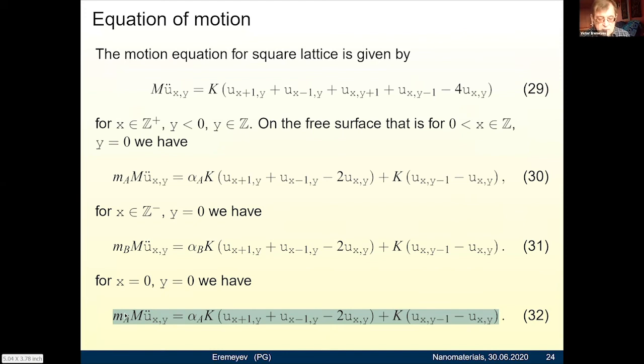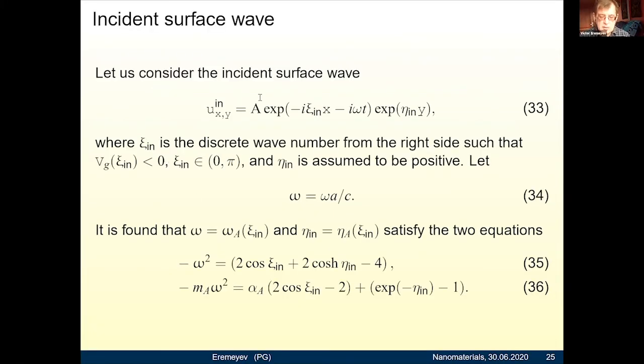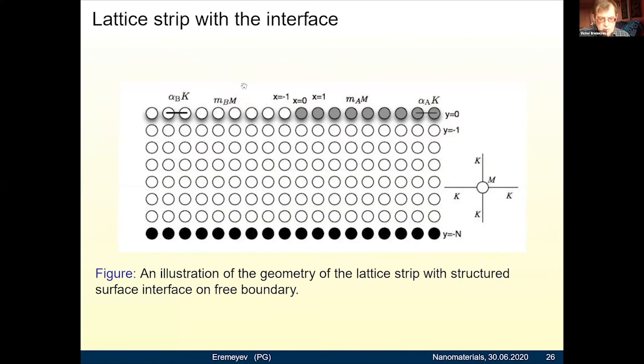So we have a set of ordinary differential equations given for different points, and we can try to solve it. This solution was mostly done by my colleague from India, Basanlal Sharma, who is a very good specialist in the field of lattice dynamics. And we considered an incident surface wave and considered transmission, leaking, and reflection of such waves. So we are looking for a solution in this form for the incident wave. And finally, we got a solution for such an approximation.